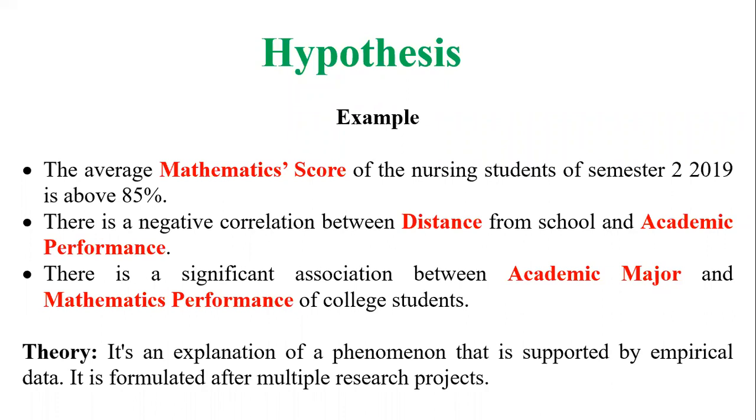What is the average mathematics score? Research question number 1. Hypothesis number 1. Oh, the average mathematics score of nursing students of semester 2 2019, oh, that must be above 85%. Like an opinion before you collect data.